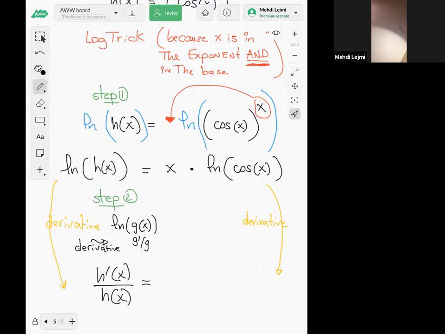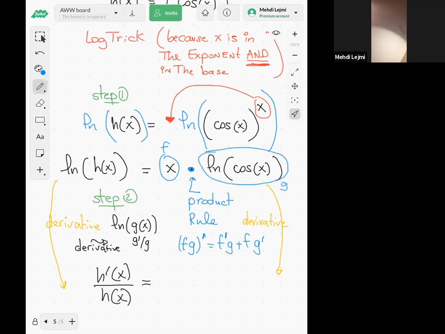equal to, now the right side, it's x times natural log of whatever. Because of the multiplication, we have to apply, of course, the product rule. The product rule: the derivative of f times g is the derivative of the first function times the second, plus the first function times the derivative of the second function. All right, so what's f? My f is the first function here, and my g is this natural log of cosine of x. That's my g.